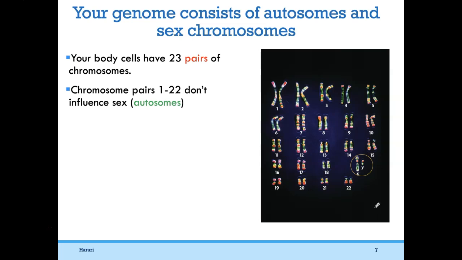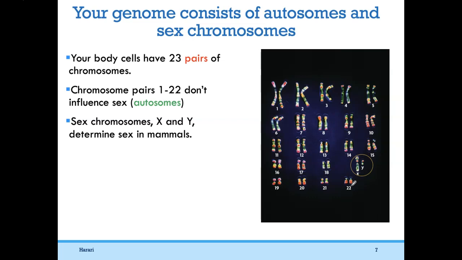And chromosome pairs 1 through 22 do not influence sex at all. We call those chromosomes autosomes. So chromosome pairs 1 through 22, or chromosomes 1 through 44, are all autosomes.